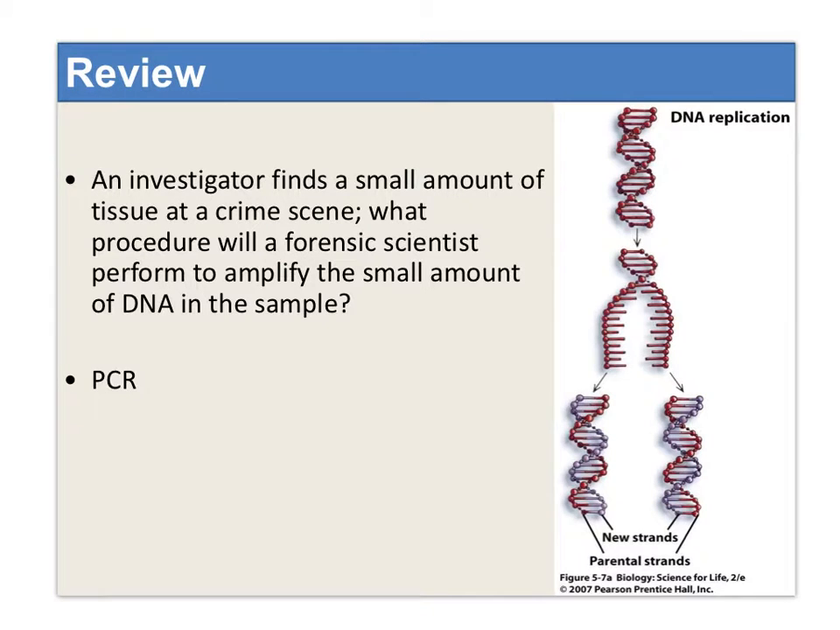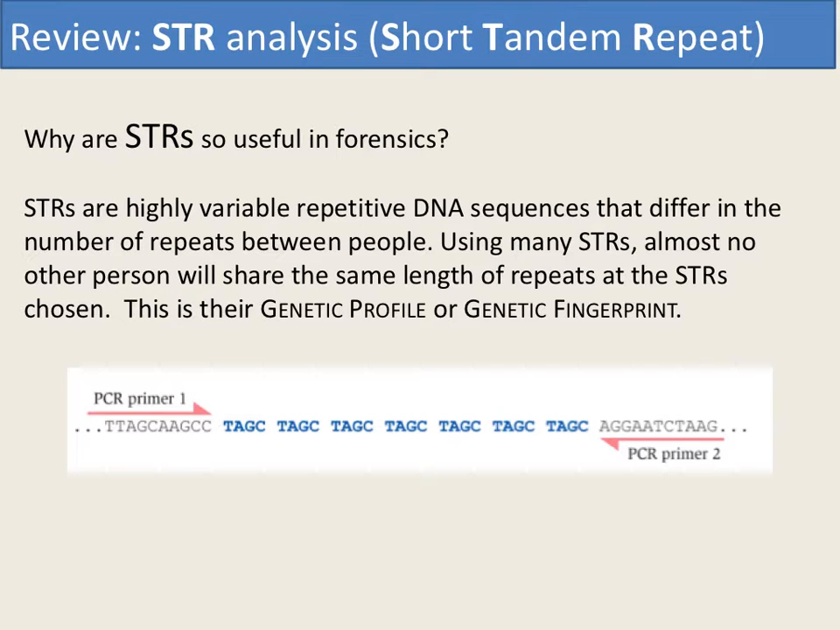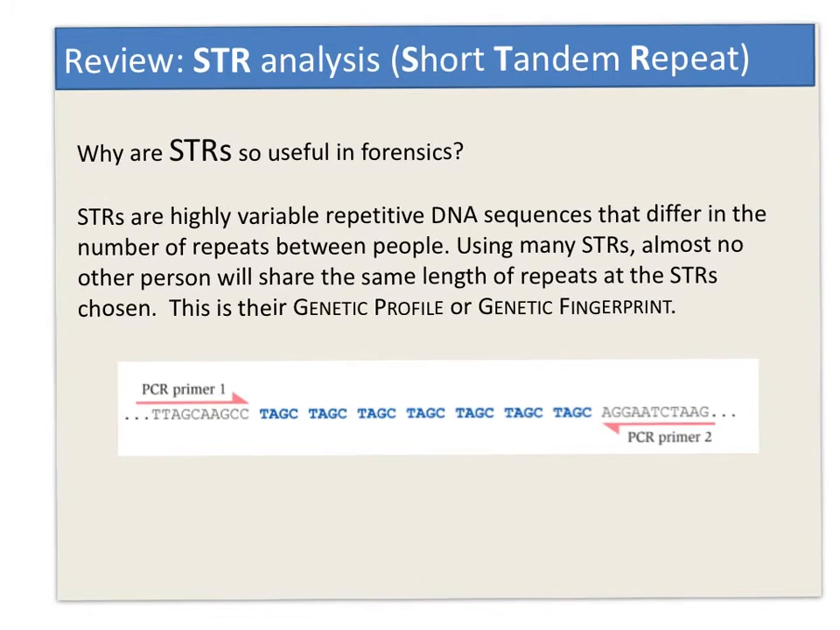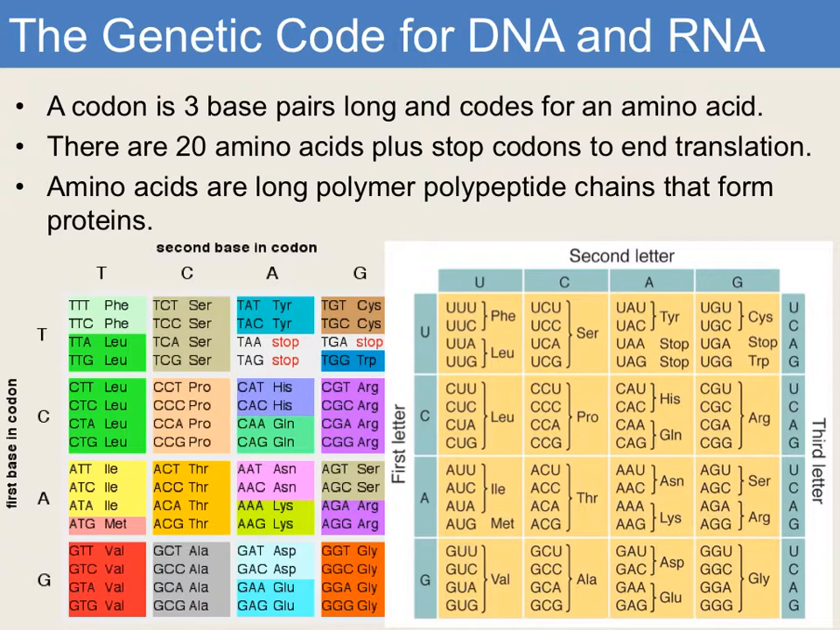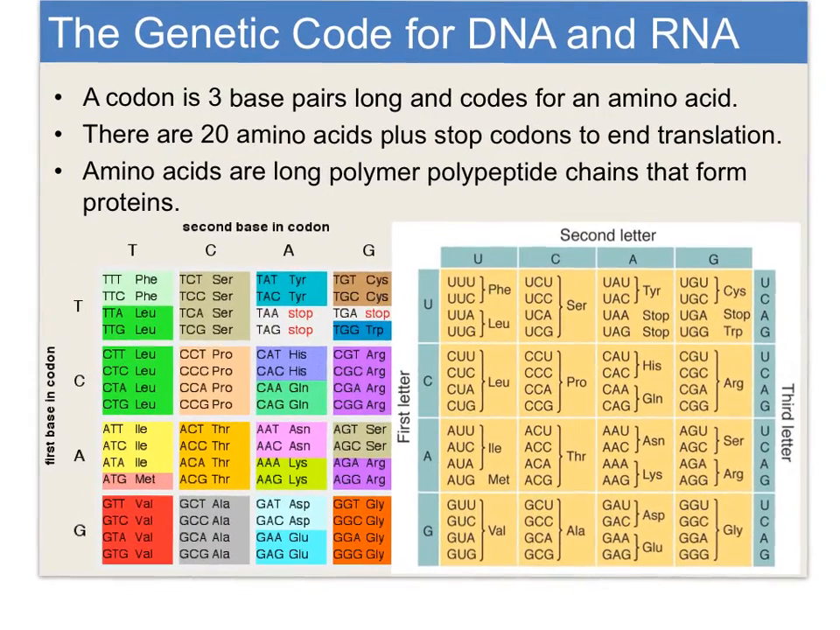What procedure will a forensic scientist do? We already know that. PCR, amplify it. Okay. You can read this yourself, but you can get a genetic profile with a number of repeats. Remember how this goes? Larger fragments move more slowly. Smaller fragments move more quickly because they're lighter.